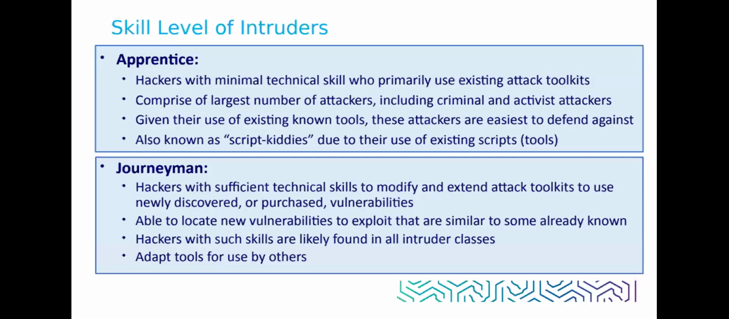So the first category, apprentice. An apprentice attacker has very limited technical knowledge. Instead of creating a new attack, they rely on software created by others. Typically they will download the attack tool, follow the online instructions, and run an automated hacking program, and very rarely do they understand how the tool actually works.